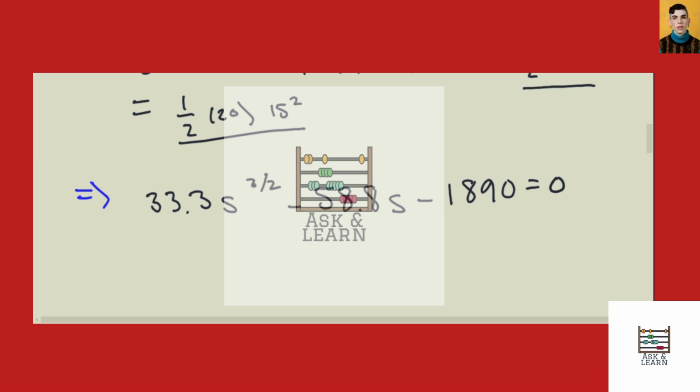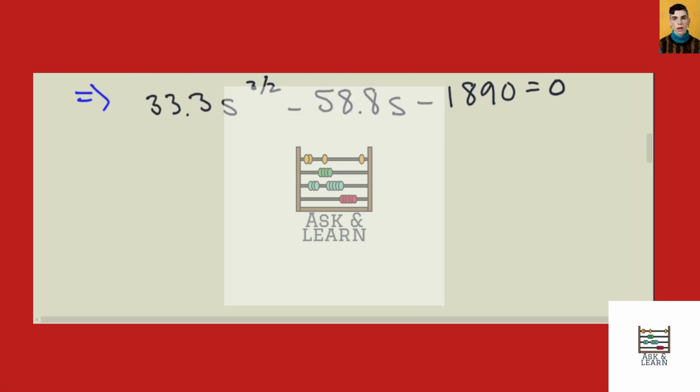This is a very complicated expression, and the only way to solve it nicely is by plugging it into a calculator. We plug this into a graphing calculator and solve for s. We get s is equal to 20.57 meters.